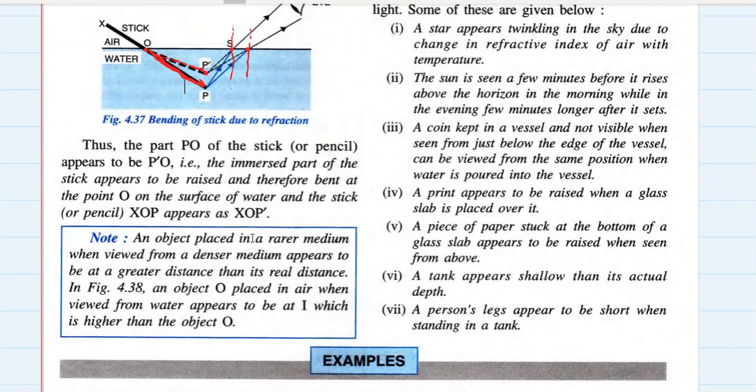Suppose your friend is standing outside the swimming pool, and you are viewing your friend from under the water. Now, when you look at the face of your friend from under the water, he appears to be a little farther away than he actually is. He is nearer to the surface of the water, but he appears a little far away, and that is also due to refraction. So an object placed in a rarer medium and viewed from a denser medium appears to be at a greater distance than its real distance.